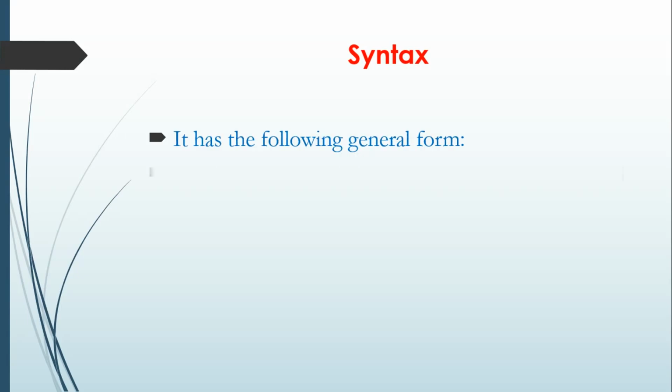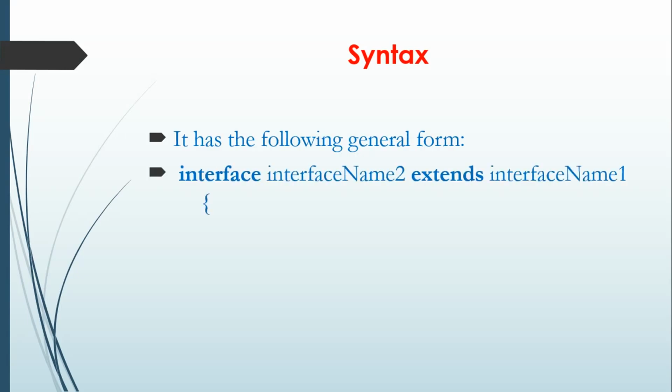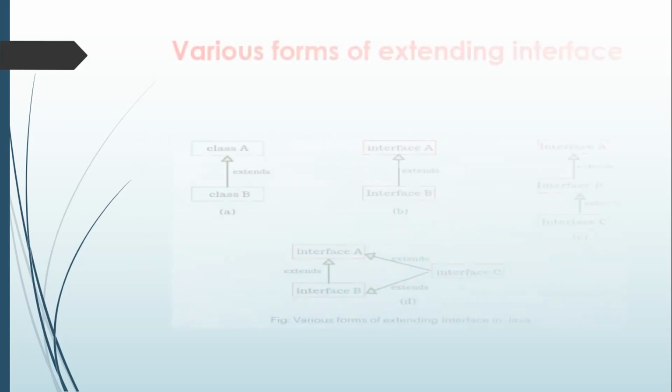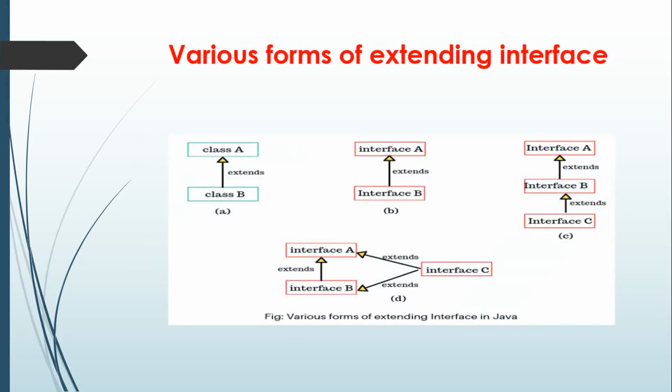It has the following general form: the keyword interface, then interface name 2 as the interface name, then extends, and then interface name 1. Similarly, we can do this with a class: class, then the class name, extends, and then the parent class name. In the same way, we can do it with an interface also. And inside the curly braces, we write the body of the interface and then close the curly braces. So in this way we can create the interface.